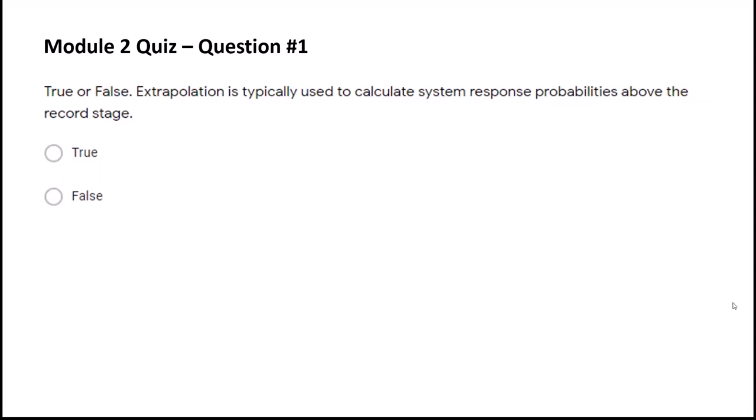So let's get started. Module 2 quiz, question 1. True or false, extrapolation is typically used to calculate system response probabilities above the record stage. That is going to be false. We are doing everything that we can in our risk assessments not to extrapolate, because as we showed during the module presentation, when we extrapolate, things can be either higher or lower than what they really were. So we want to evaluate the full range for our stage frequency curve. We will evaluate that up to at least top of dam and then beyond if there's a possibility for loading above. The answer is false.